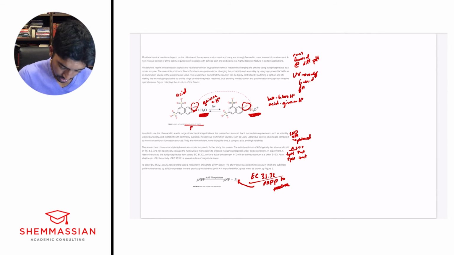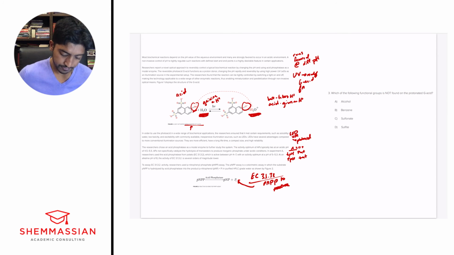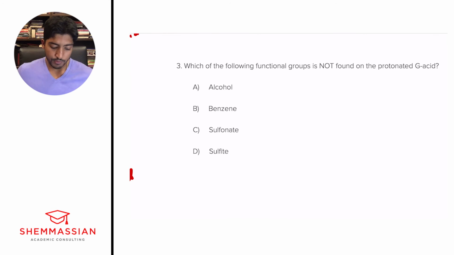Question number 3. Which of the following functional groups is not found on the protonated G acid? Is it an alcohol, a benzene, a sulfonate, or a sulfite?